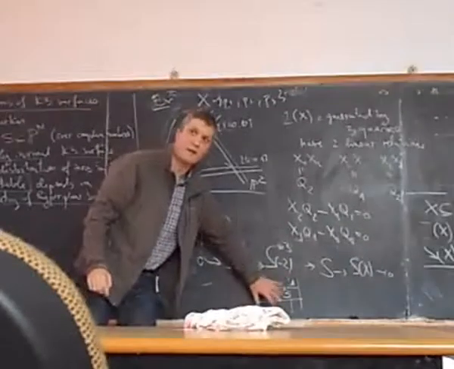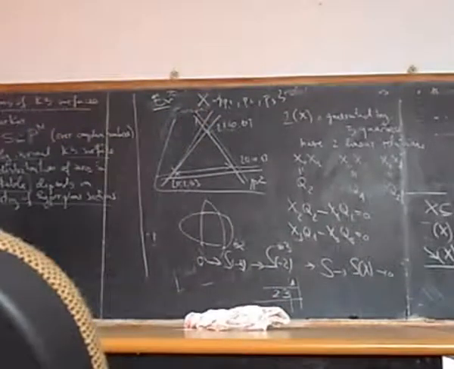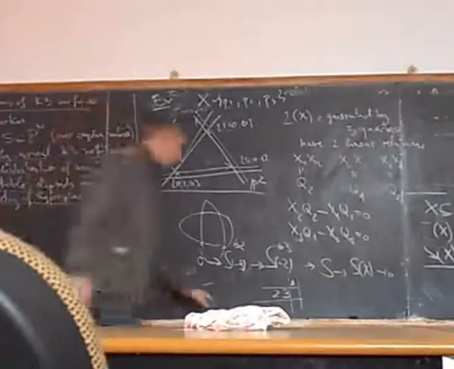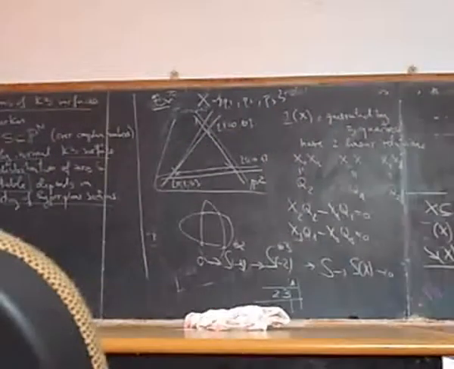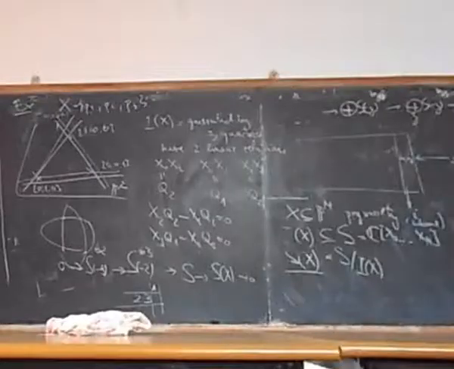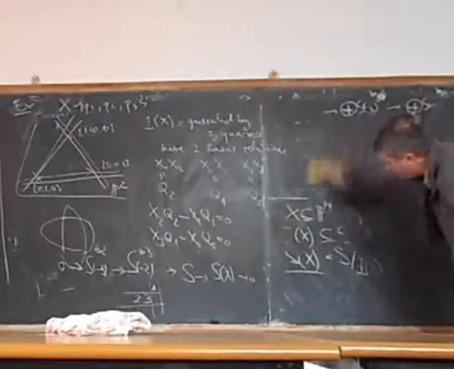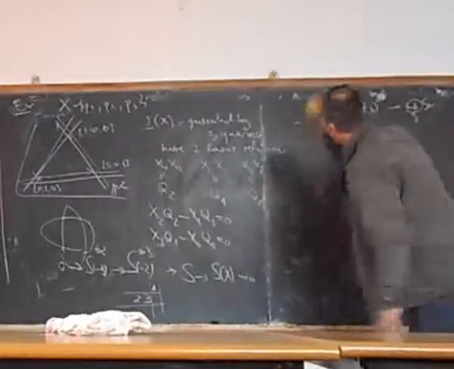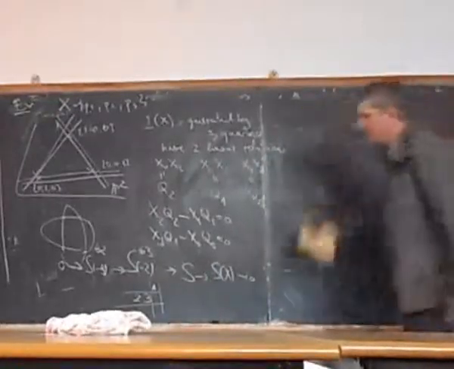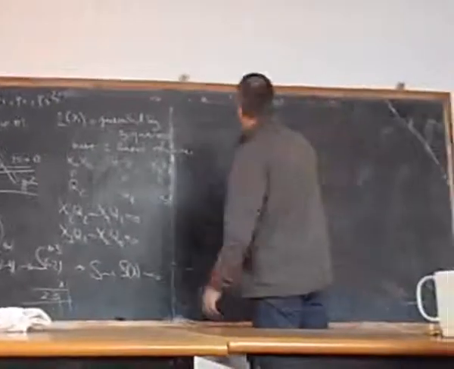So that's more or less what it is. And now let's take another example. So this is one example of 3 points in general position. Let's see what happens if all 3 points are on the line. This is another situation that can occur.